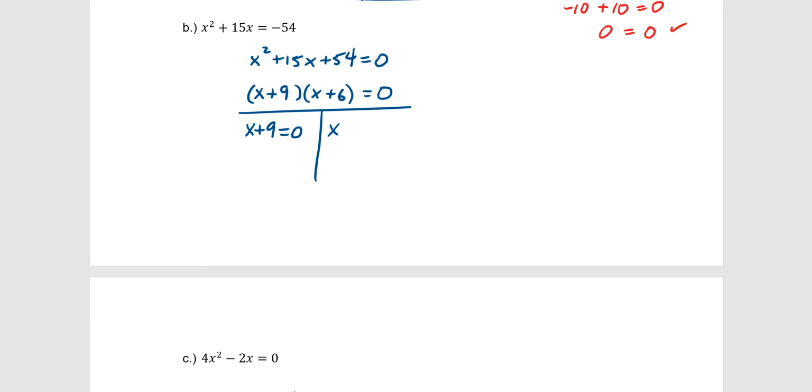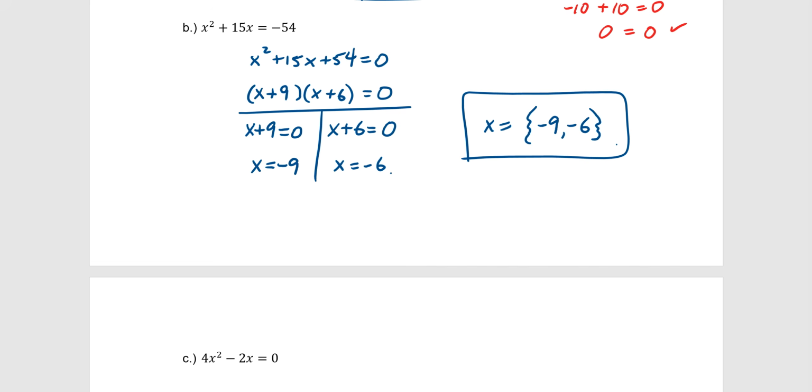x plus 9 equals 0, and x plus 6 equals 0. And solve these separately, so subtract 9 on the left, we get x equals negative 9. Subtract 6 on the right, we get x equals negative 6. Okay, and then I wrote the two solutions as a solution set.